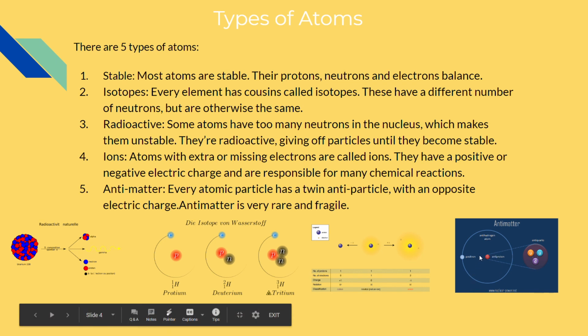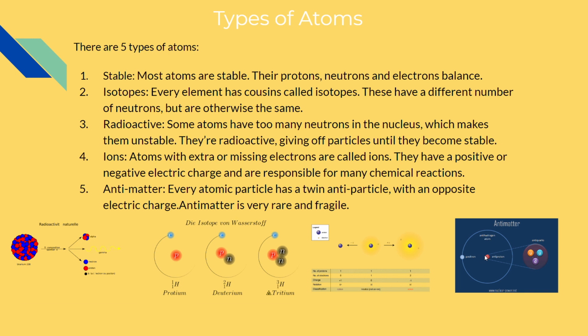This is because a normal atom and an anti-atom are twins. Okay, so when they hit each other, the anti-atom destroys both itself and the normal atom. So it is very rare and fragile.